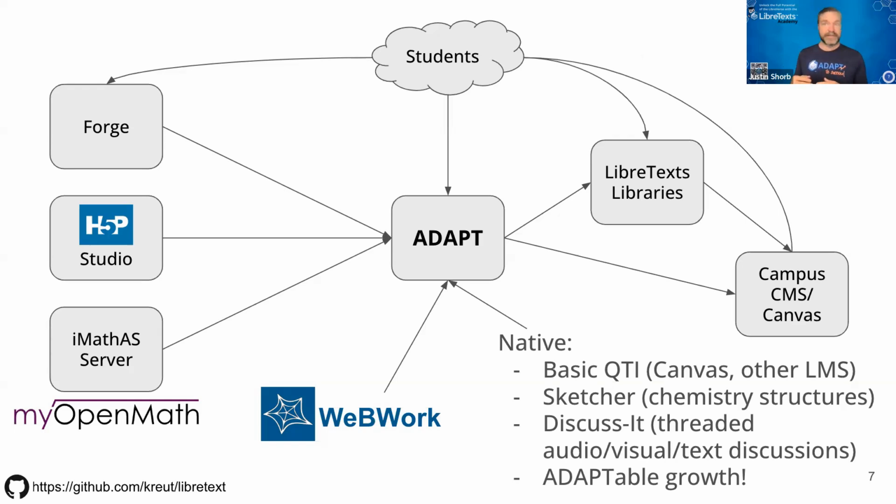So we have technologies like the Forge, which is our up and coming Microsoft Word type of word processor and Excel spreadsheet type things, and analytics for that. That's something that we are developing. We have our own H5P studio where you can build H5P assignments or interactives, and they find a bunch of other resources there. We do operate our own iMath AS server, which is associated with MyOpenMath is similar.